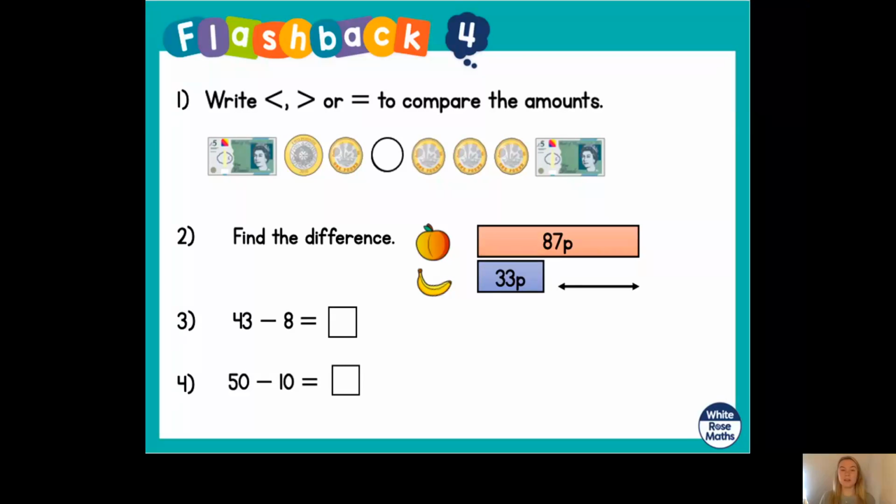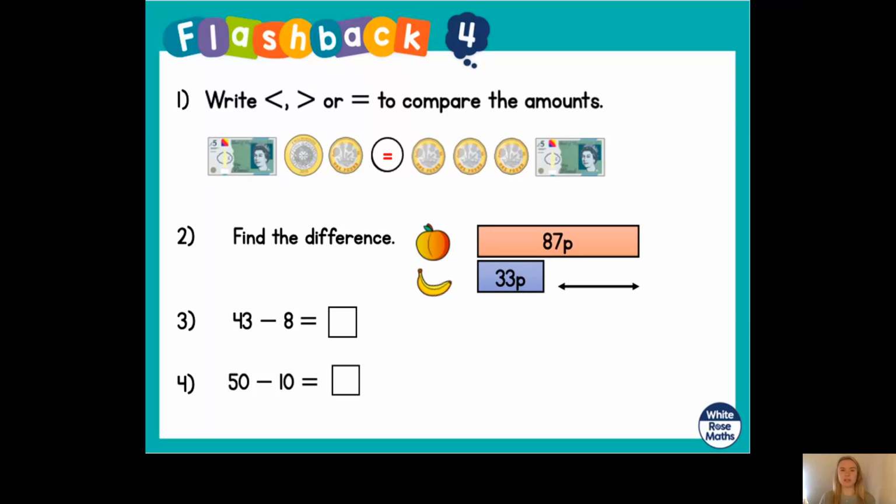Okay, shall we see if you were right? Let's look at the first question. On the left-hand side, we have a £5 note, a £2 note, and a £1 note. What is the total? Yes, that's right, it's £8, isn't it? And on the right, we have a £5 note and three £1 coins. So what's the total there? Yes, that's right, it's £8 as well, isn't it? So do we need the less than, the more than, or the equals to sign? That's right, we need the equals to sign because there is the same amount on each side.